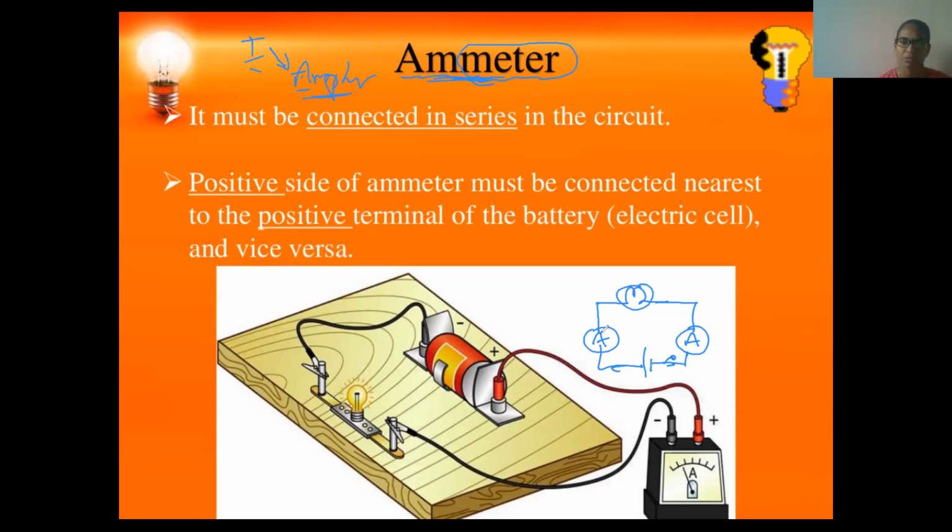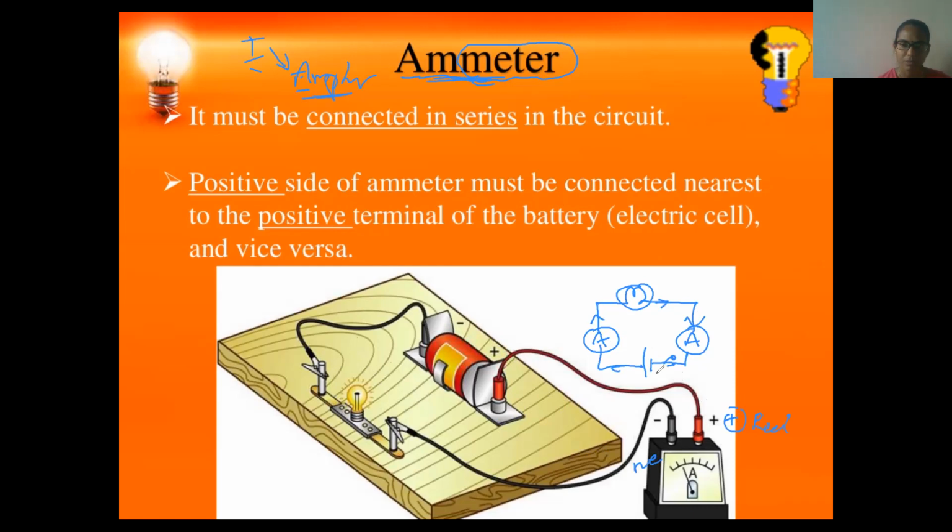When you connect like this, whatever current is flowing in the circuit in series, you are going to detect it, because the positive side of the ammeter must be connected to the nearest positive terminal of the battery or cell, and the negative is connected to the negative terminal. So you can see here it is the bulb. Okay, here the ammeter is there. The ammeter positive end is indicated as red. This red is for positive and this black is for the negative terminal.